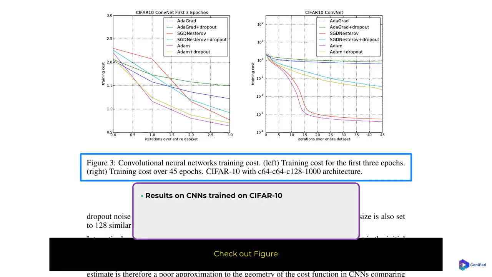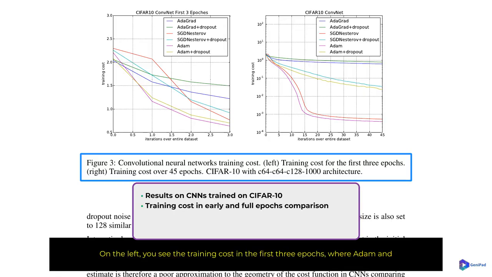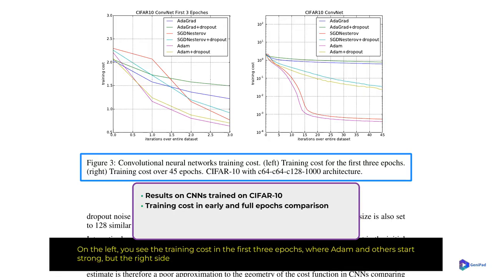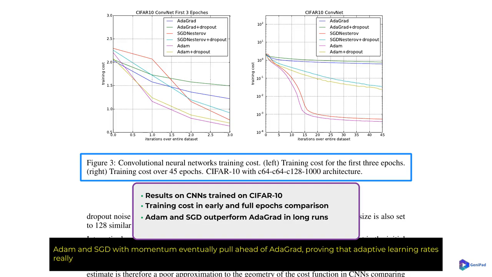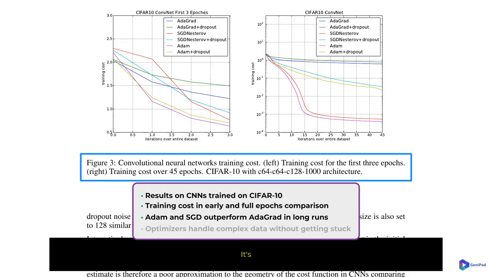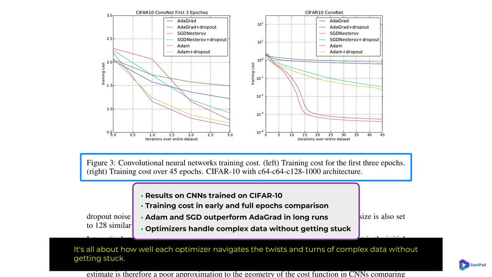Check out Figure 3 for some eye-opening results on convolutional neural networks trained on CIFAR-10. On the left, you see the training cost in the first 3 epochs, where Adam and others start strong, but the right side shows the full story over 45 epochs. Adam and SGD, with momentum, eventually pull ahead of AdaGrad, proving that adaptive learning rates really shine in longer runs. It's all about how well each optimizer navigates the twists and turns of complex data without getting stuck.